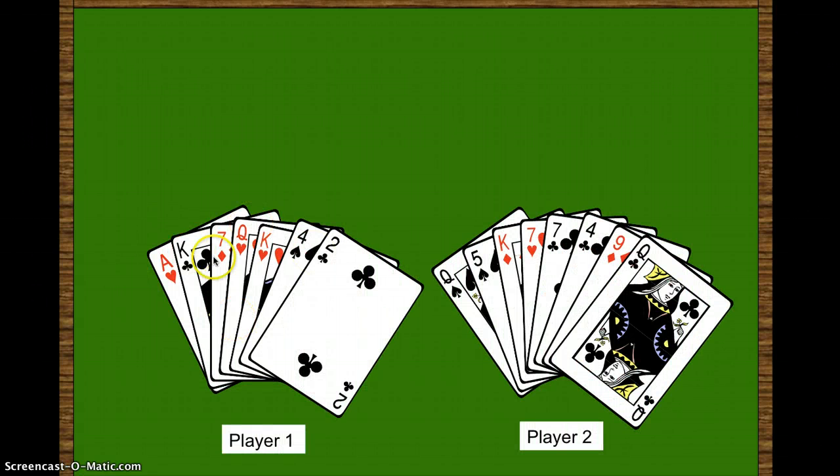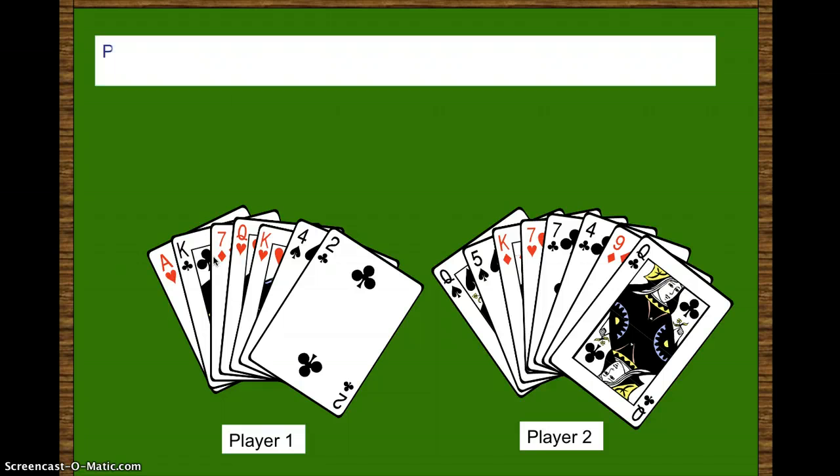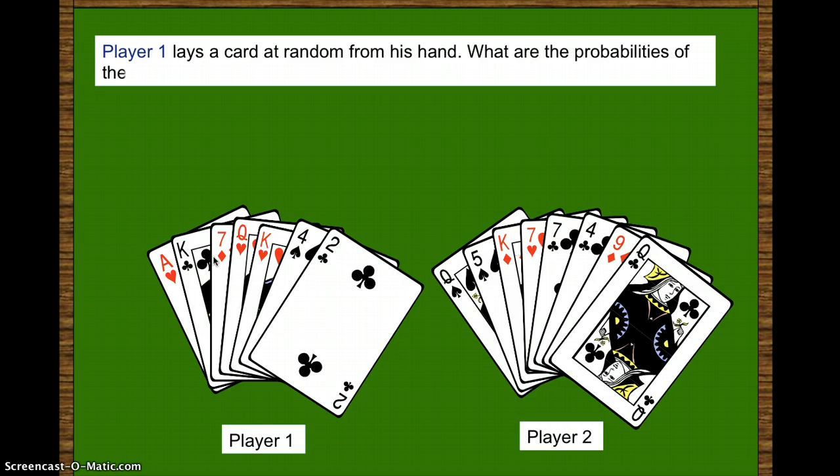Okay, now let's have 2 players and we're looking at player number 1. Player number 1 lays a card at random from his hand. What are the probabilities of the card being a king or a 7, a heart or a club, a heart or a king? So what you're going to do now is stop the video and answer the question first. Once you have tried answering it, play the video again and check if your answers are correct. When you are doing that, I would like you to think inside your head whether the events are mutually exclusive or not.